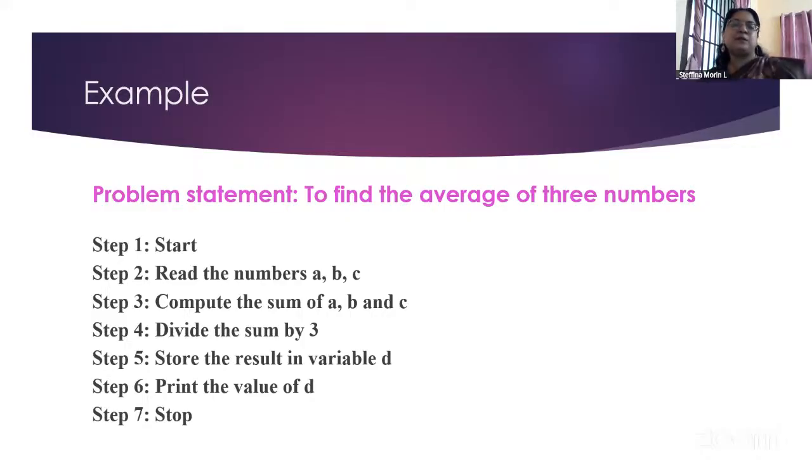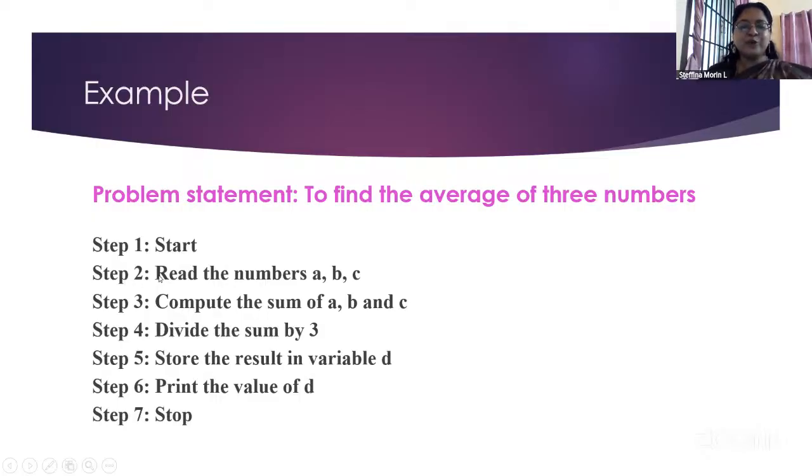For example, this is how to write your algorithm. Each algorithm has a finite number of steps. Your problem statement is to find the average of three numbers. You have to write the algorithm like this, from step 1 to step 3. If you need to start the algorithm, begin with start, then end the algorithm with stop.